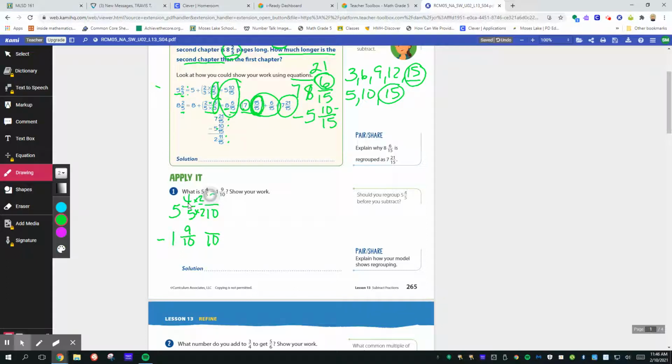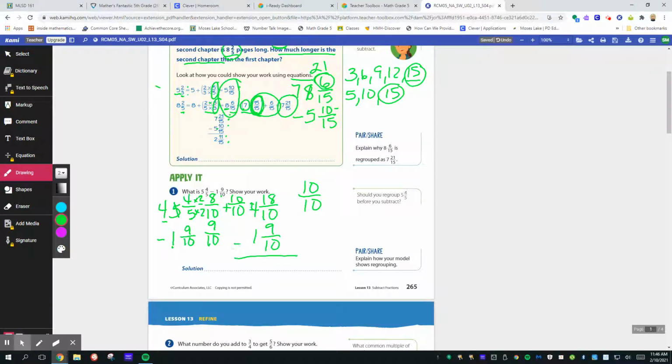4 times 2 is 8. So we have 8/10 minus 9/10. Uh-oh, we can't do that, right? So we're going to borrow a set of 1 from the 5. So we have 4 left over. And instead of 8/10, we're going to add that 1 back in. Remember, if we're doing it in tenths, 10 over 10 is equal to 1. So we're going to add 10/10 to our 8/10, which gives us 18/10. We still have 9/10 over here. That didn't change. And we still have a 4 here, and we have a 1 here.